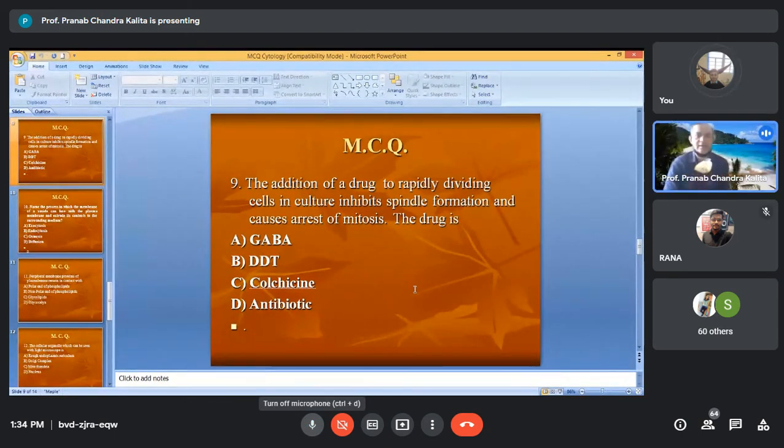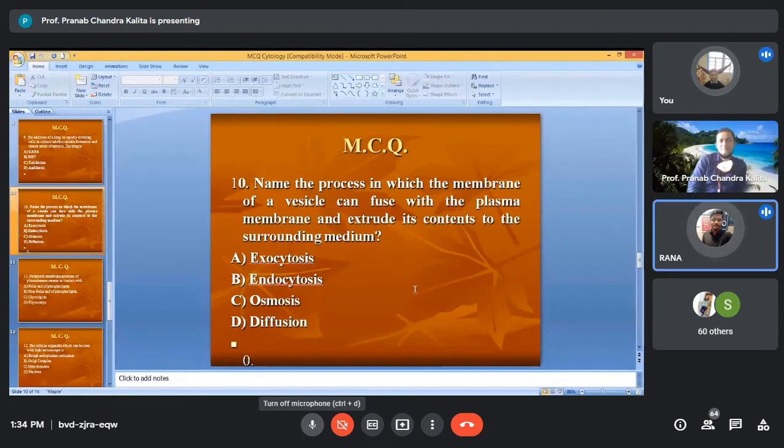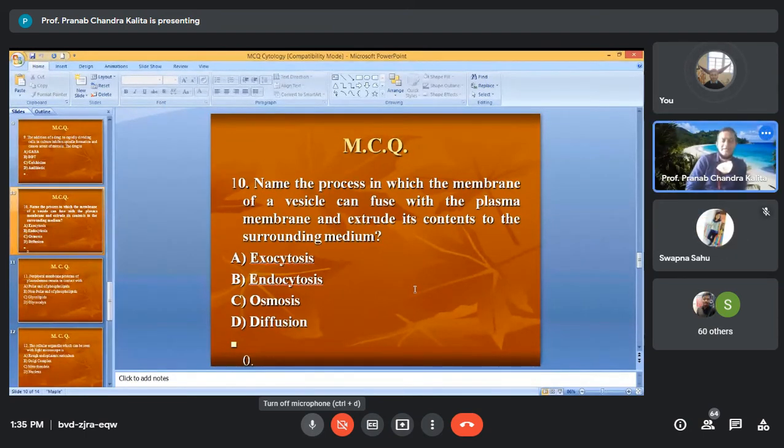Yes, colchicine arrests mitosis. It prevents mitotic spindle formation. Sir, exocytosis. A. Yes. The correct answer is exocytosis. The cell extrudes its content outside by exocytosis. Endocytosis is by evaginations.